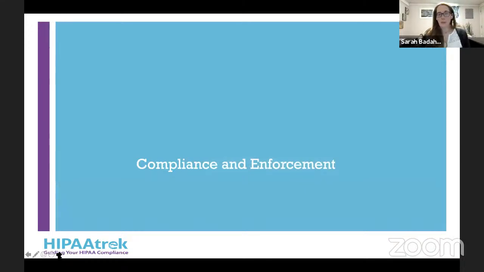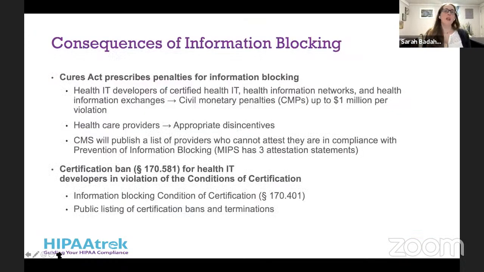All right, so compliance and enforcement. There are obviously consequences for being an information blocker, right? So there will be civil monetary fines of up to $1 million per violation. It's important to remember that OIG has not released their final rule on how the CMPs are going to be levied, but the Cures Act does allow for this. So we will update y'all as soon as we know more about the OIG CMP final rule.